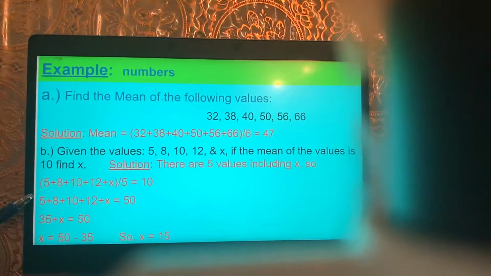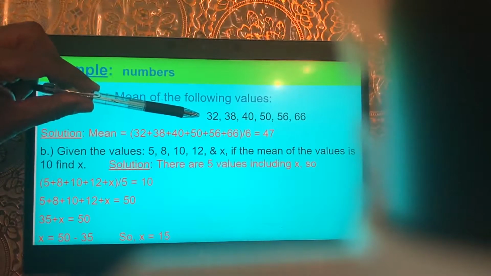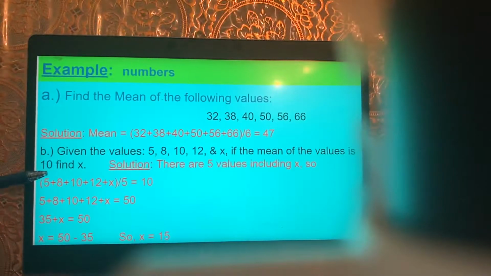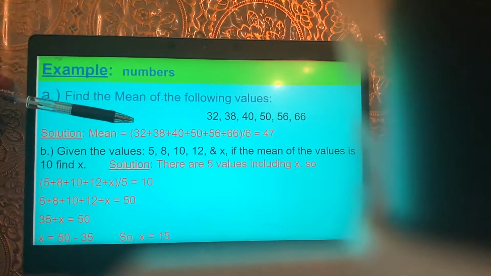Okay, as an example for the first one, say I have those 6 data values. You can add those and divide by 6 to find the mean, which is 47. Some questions might be like finding a missing data value. Suppose you know your average was 10, but you lost one of the 5 numbers you used. For instance, call it x.